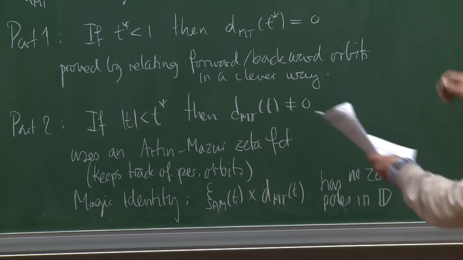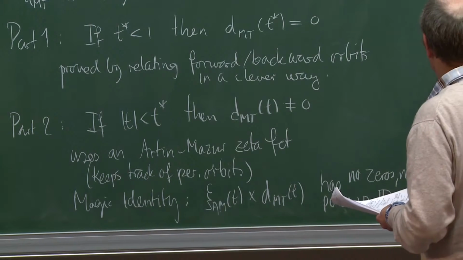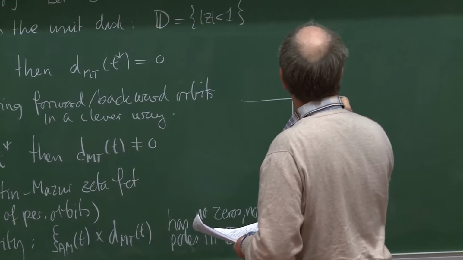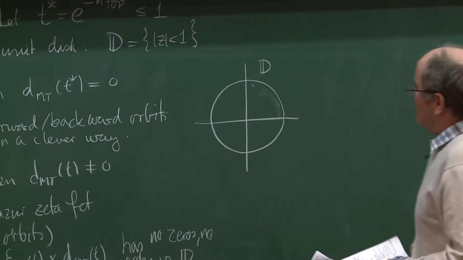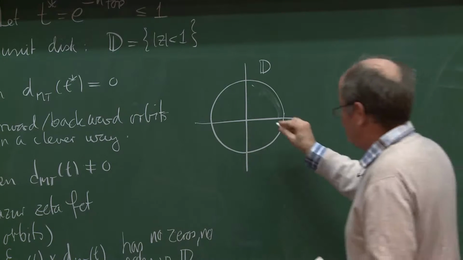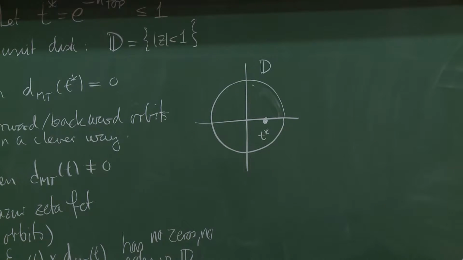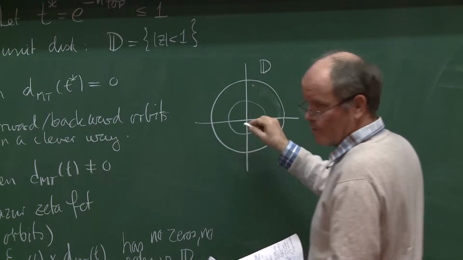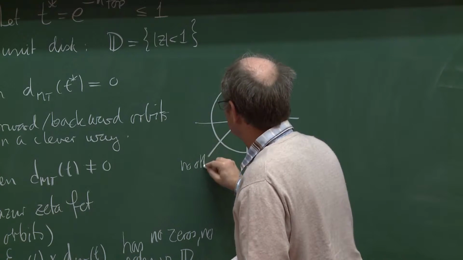So, the structure of the zeros of the determinant. Let's see, we have the unit disk like this, and then we have T star somewhere here, which is the smallest zero. And in the circle here of that radius, you have no zeros in here. No other zeros.